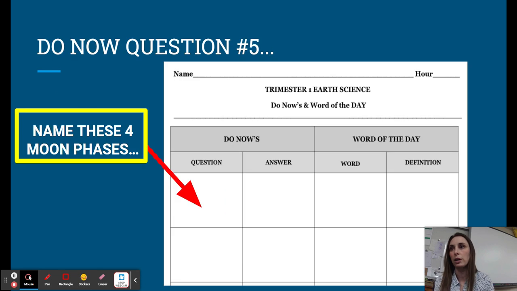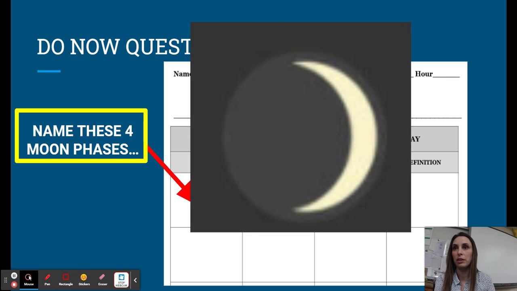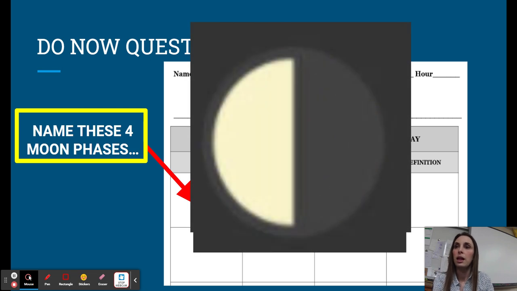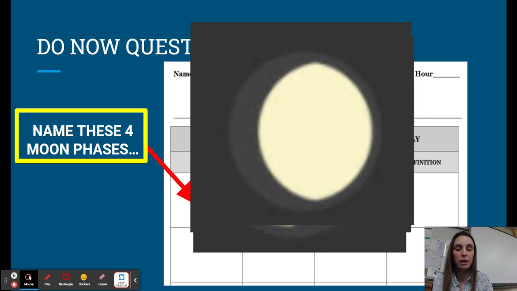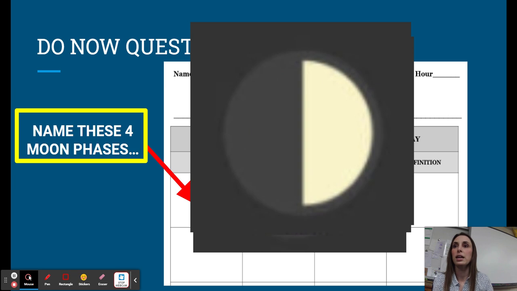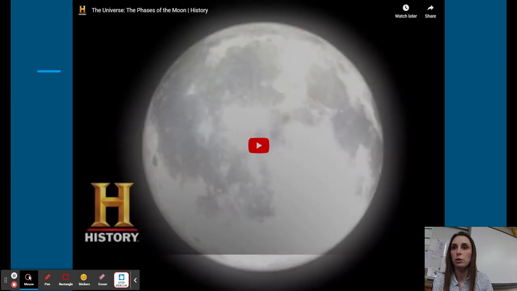We'll have a new do now question where you'll need to name these 4 moon phases. So you will look at this and see the light is on the right. That means that's a waxing crescent. Light on the left here, that means that's a 3rd quarter moon. Light on the right again, that means that's a waxing gibbous. And light on the right, again, that's our 1st quarter moon. So you would need to know those.